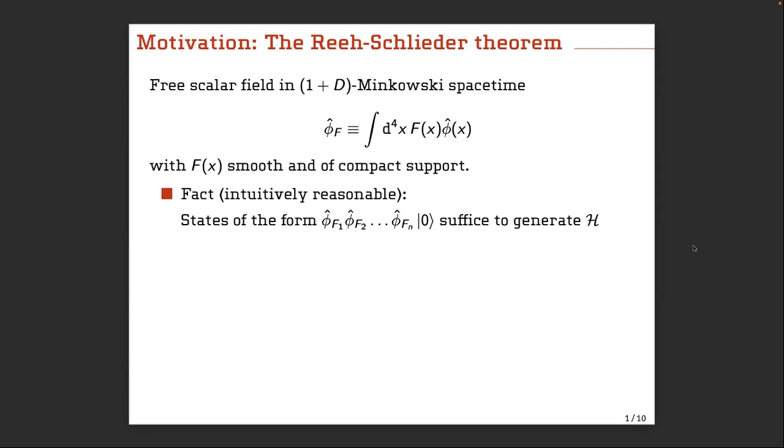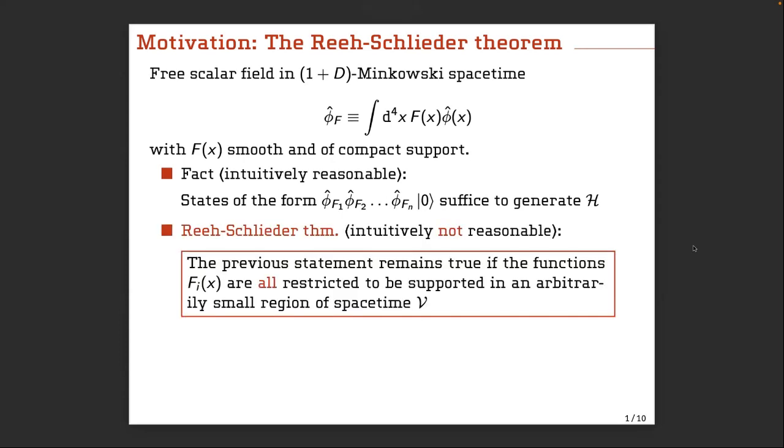Something that I think everybody will find intuitive is that, given the vacuum state, states of this form, where I apply several of these operators for f_n, whatever n is, suffice to generate the Hilbert space of the theory. What is maybe not so intuitively reasonable, and it's the content of the Reeh-Schlieder theorem, is that this statement, that we can generate the full Hilbert space of our theory just with states of this form, remains true even if I restrict all these smearing functions of compact support to be supported in a small region, as small as I want.